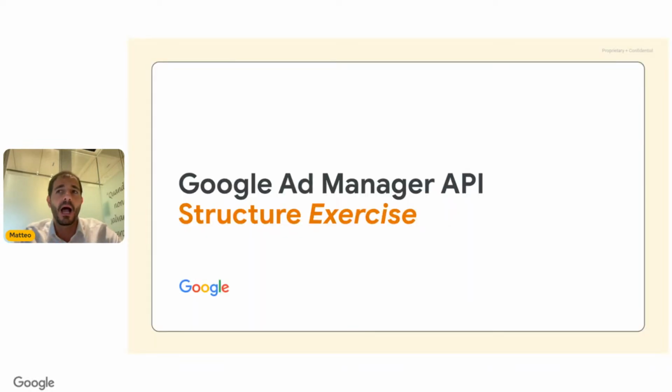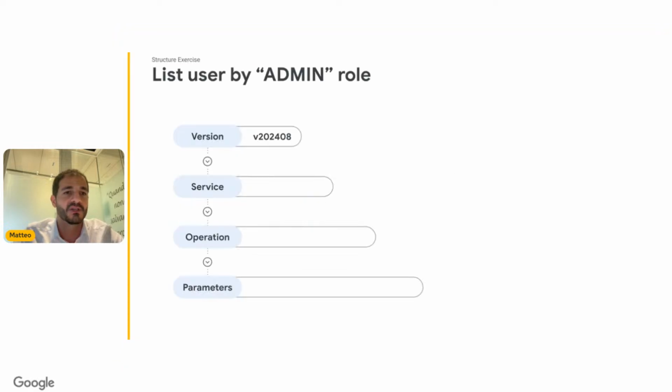So I'm going to go through a very, very simple exercise. We're going to explore the API reference page together, so you can get a better understanding of how to do this yourself. Hopefully after seeing a couple of examples, you'll know how to go about it. Suppose the first exercise we want to do is to get a list of users in our GAM network that are actually admins, so administrators.